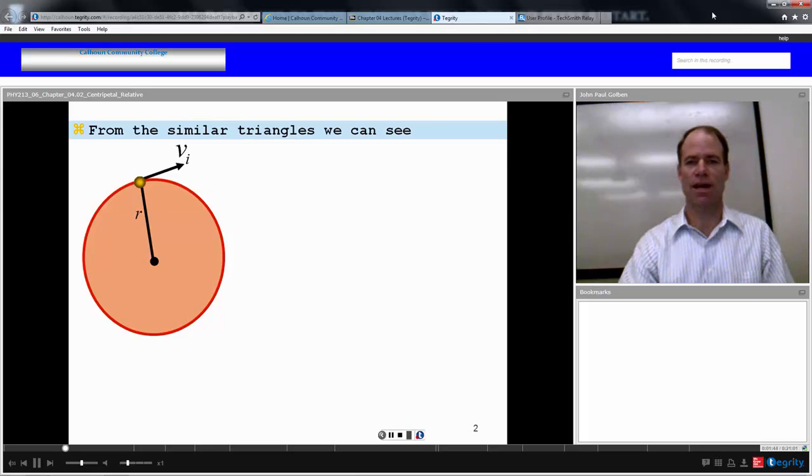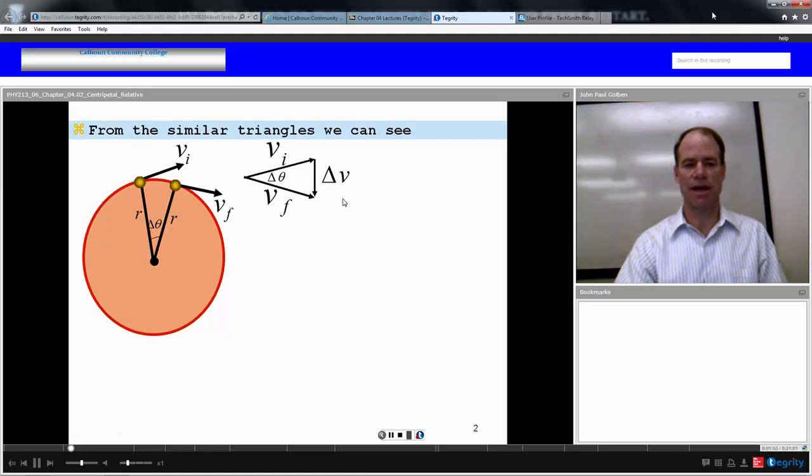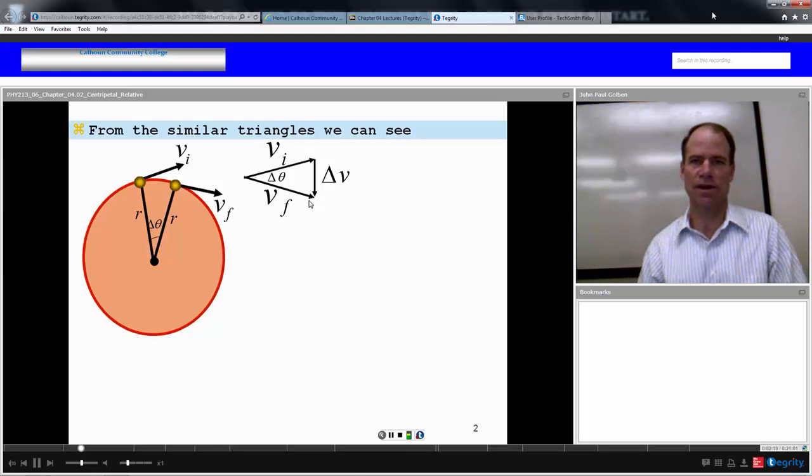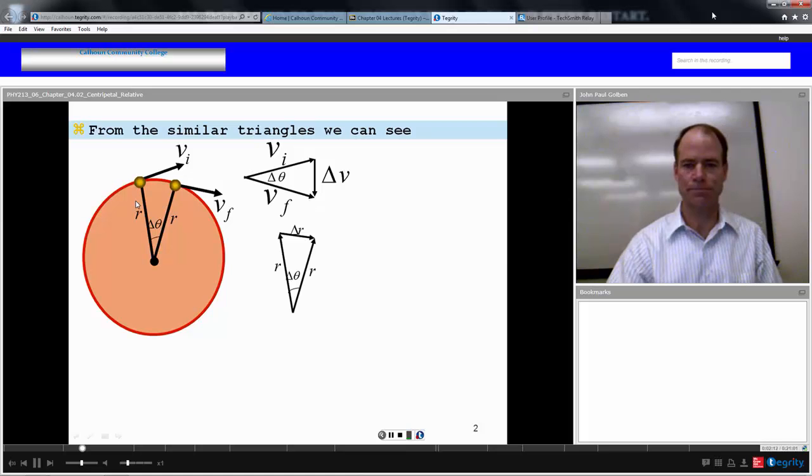Here's another way to look at it. As we're going around this circle of some radius r, we have an initial velocity v_i and a final velocity v_f. And if we compare these two velocities, there's a change in velocity. So our initial velocity plus that change in velocity equals our final velocity. And that makes a triangle. It's actually an isosceles triangle because the magnitudes of our initial and final velocities are the same.